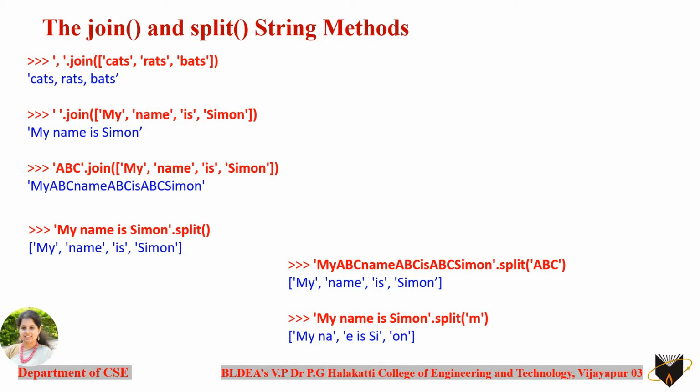Here also it has been taken in the same way. A few examples here: you can see comma dot join with the elements of the list. That means all these elements of the list will be joined with commas. In the same way, here you don't have any parameter since it is joined with a space. My name is Simon, and in this case you can see capital ABC has been used as the joining parameter for the elements of this list. The elements of the list are my, name, is, Simon. That means it will be joined as my ABC name ABC is ABC Simon. So what I mean to say is whatever you take here is used for joining the elements of the list.